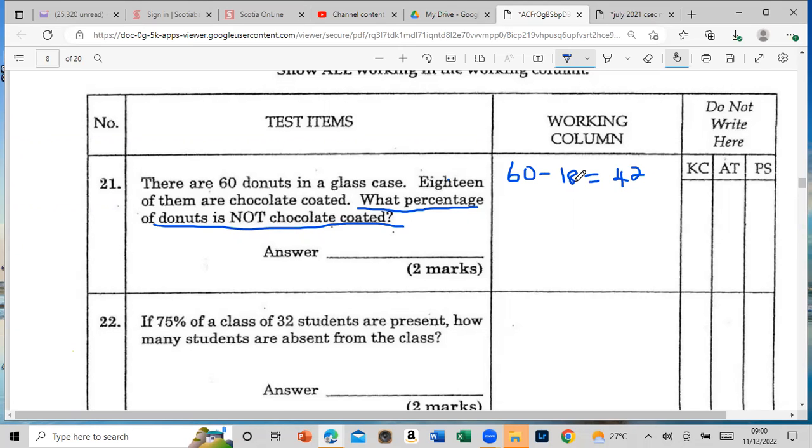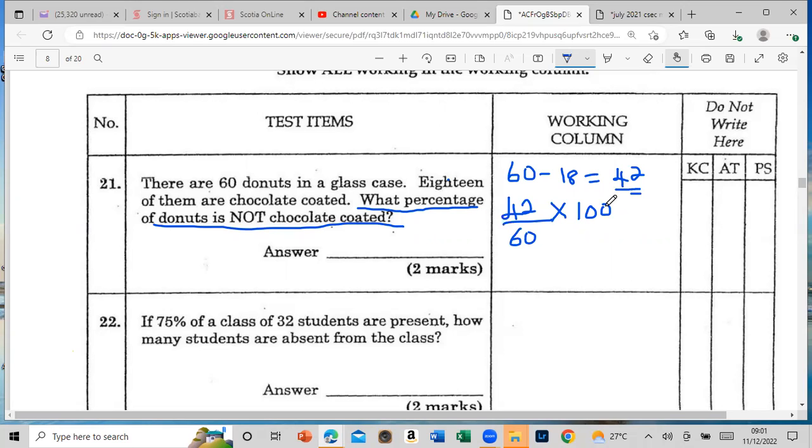Yes, this part is correct. 60 minus 18, that is correct, right? Because he said that of the 60, 18 are chocolate coated. So these are not. 42 of them are not. So we just need to figure out the percentage part of it now. So it would be 42 out of the total, which is 60, times 100%, right? All right, so let's go.